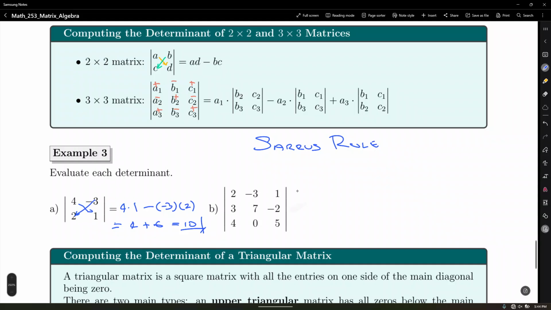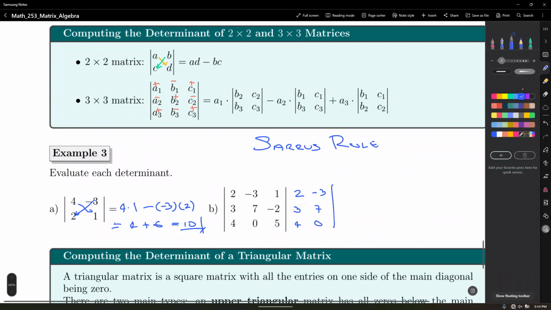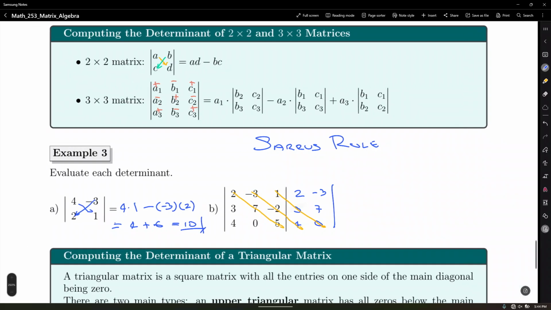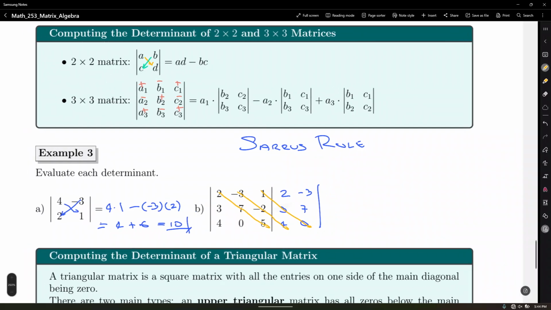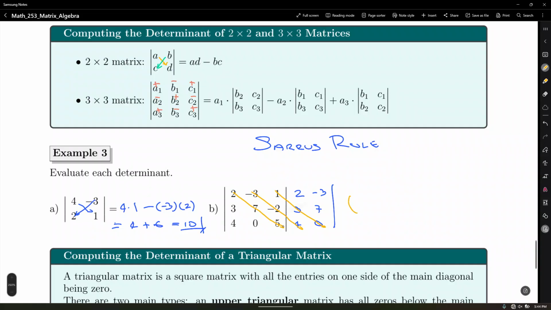We need to repeat the first two columns, 2, 3, 4 and negative 3, 7, 0, and then let's compute the product along the main diagonals. That's going to give us the following result. Let me actually go with the colors. So that is 2 times 7 times 5, which is 70. Negative 3 times negative 2 times 4 is 24. And then 1 times 3 times 0, it's plus 0.